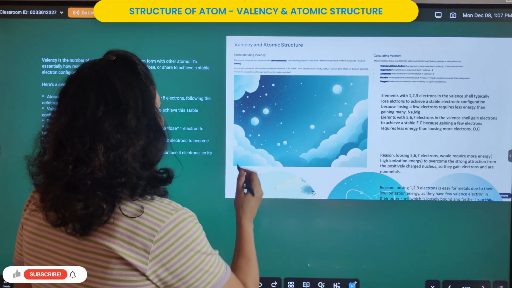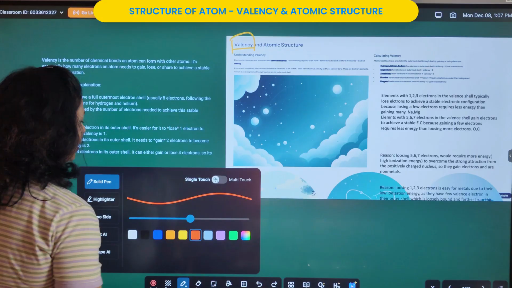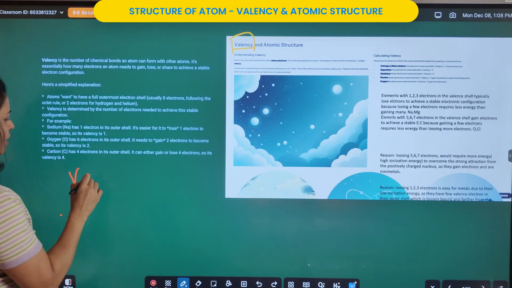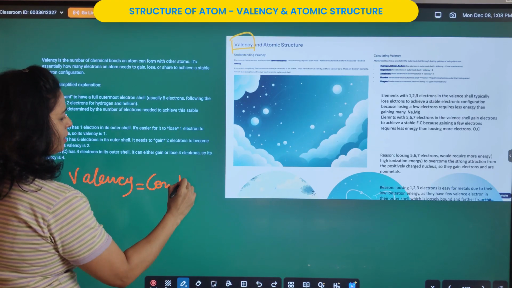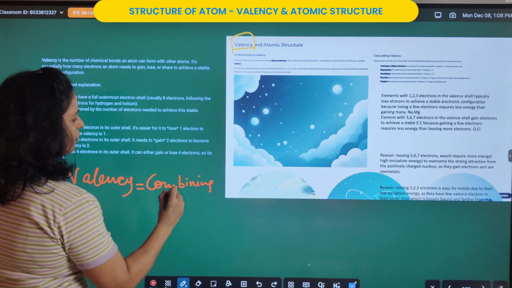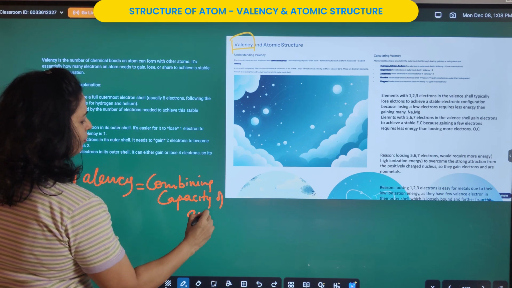So what is the meaning of valency? First you need to understand what is the meaning of valency. So valency is nothing but the combining capacity of an element.